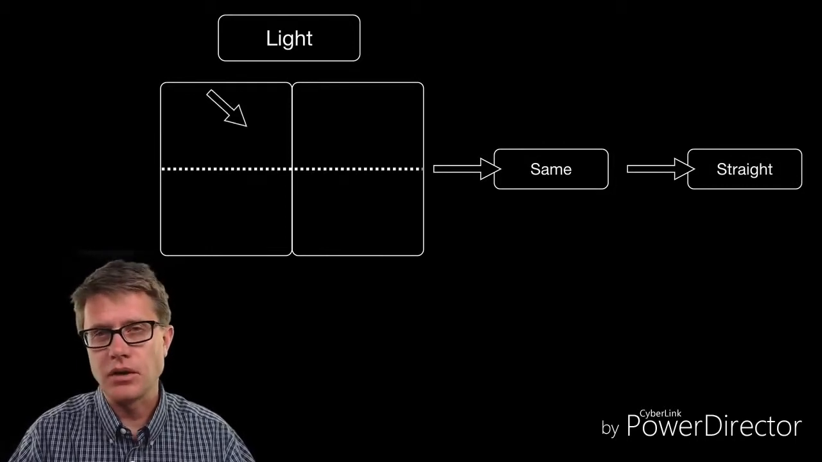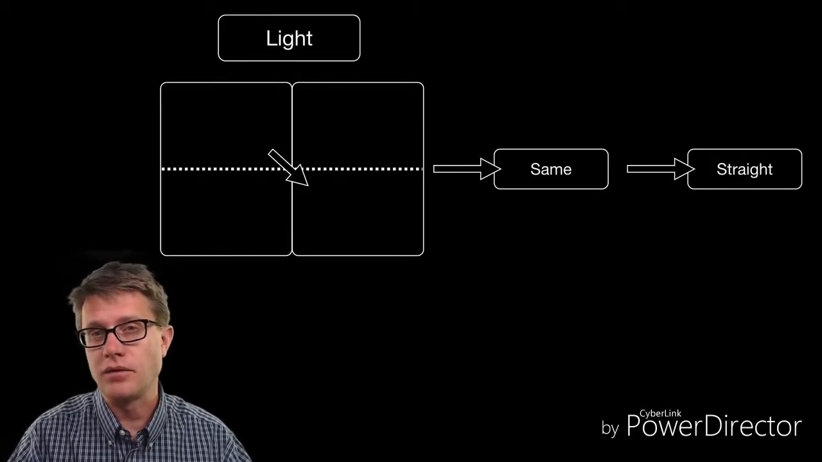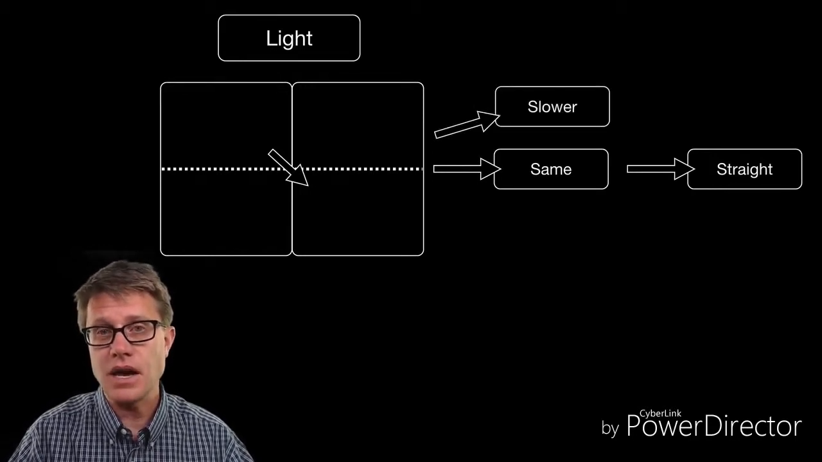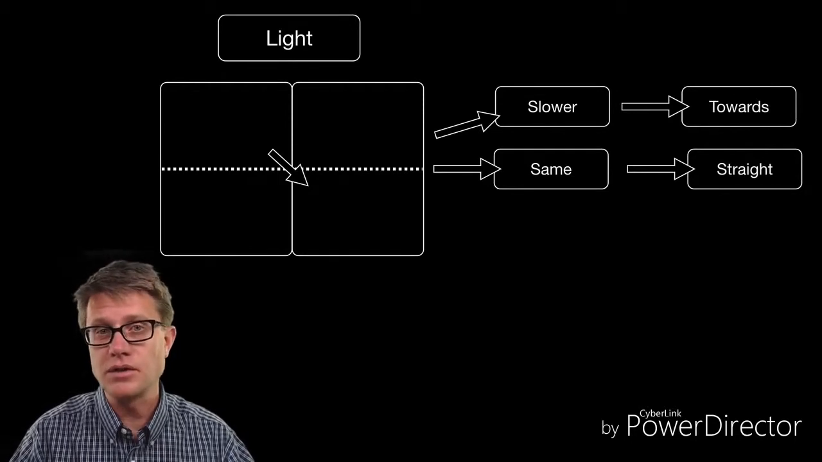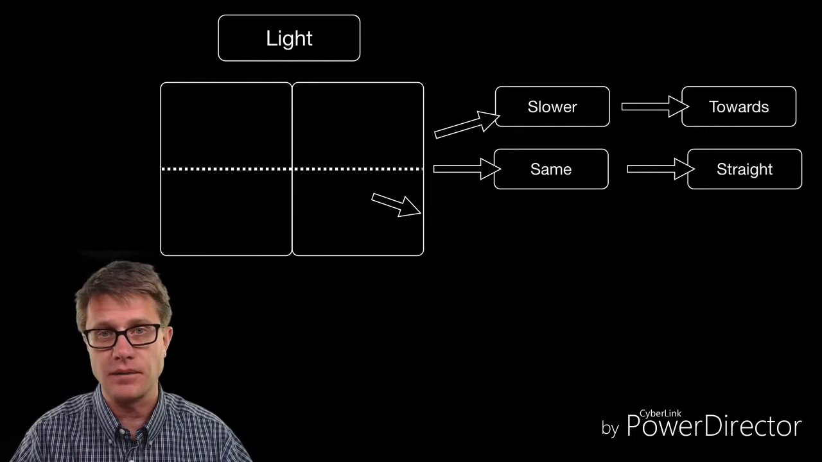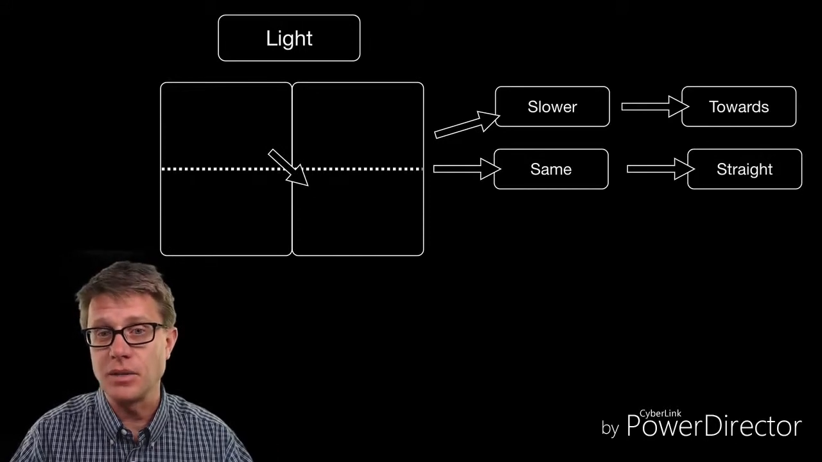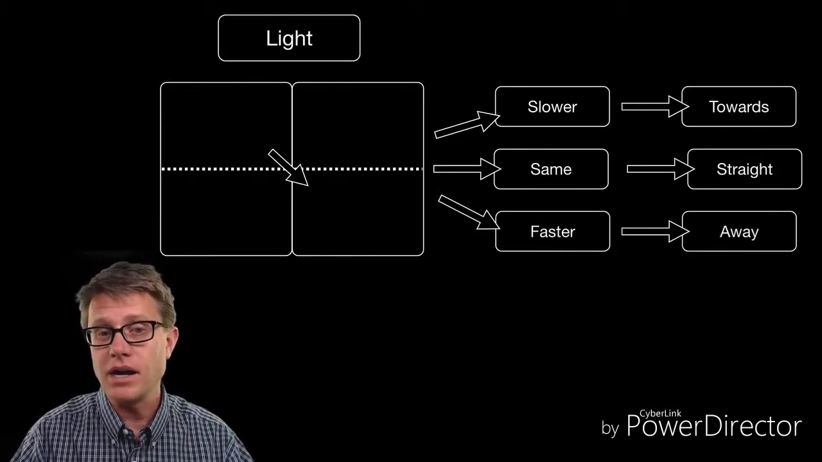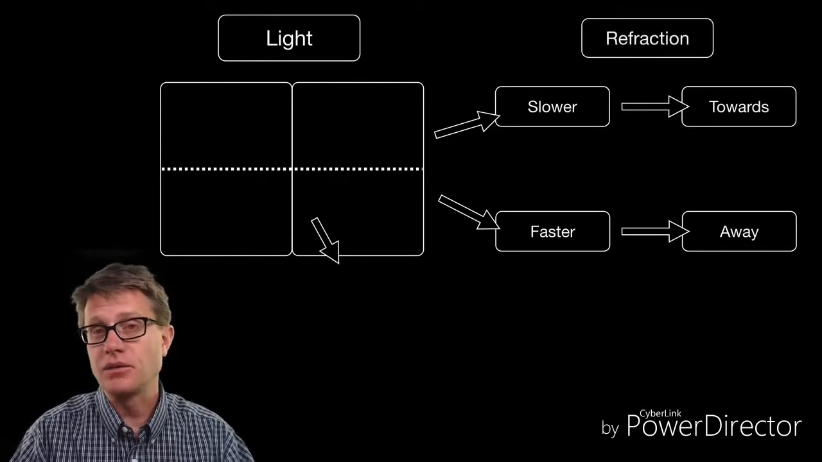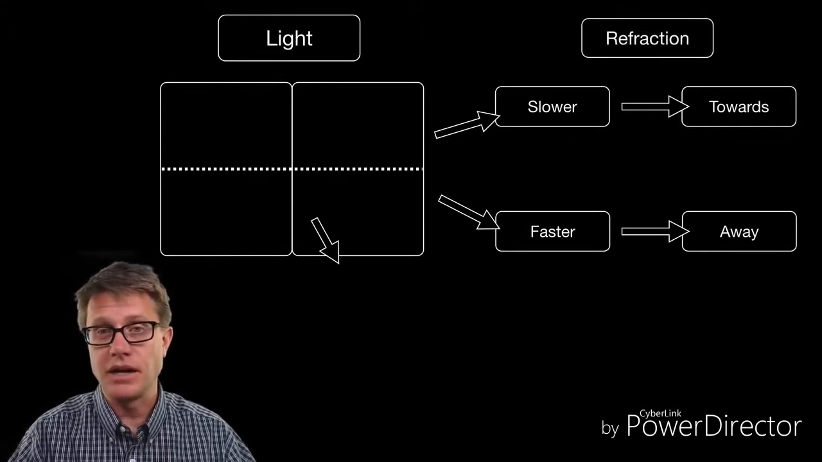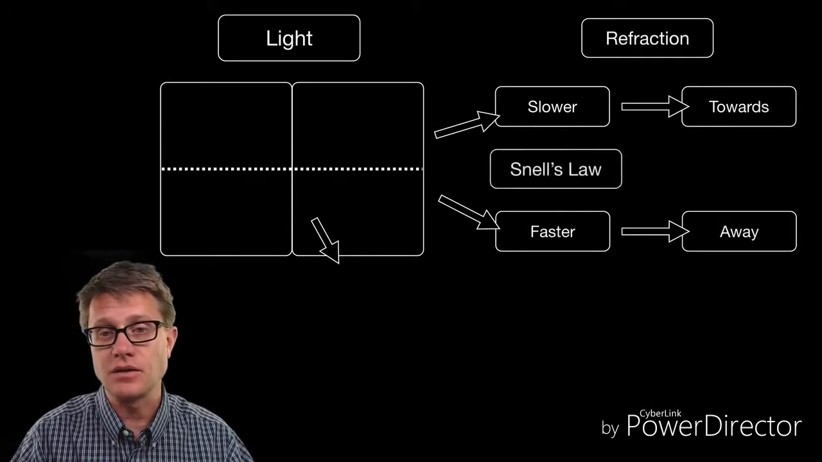What happens, however, if it goes from one medium to another, and that second medium, it actually travels slower? As it does that, it'll actually bend towards the normal, towards that dotted line or the perpendicular line. I'll give you an analogy that'll help you to remember that. What happens if it comes in and it's moving into a faster medium? It'll actually bend away from that normal. So it's going to bend like that.